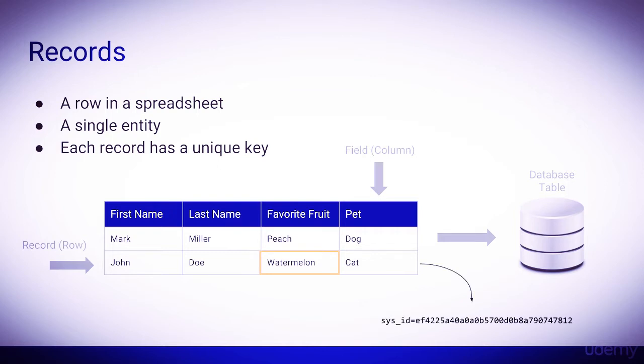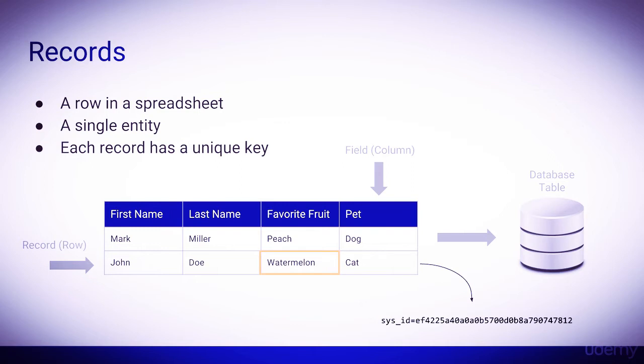Each record has a unique key called a sysid. The sysid is a 32-character alphanumeric string, which is used to identify an exact record. So if we had two Mark Millers in our table, we could use the sysid rather than the first and last name to identify a specific Mark Miller. Luckily, ServiceNow automatically generates the sysid for us and provides tools to retrieve the sysid for specific records, so we'll never have to memorize these IDs.